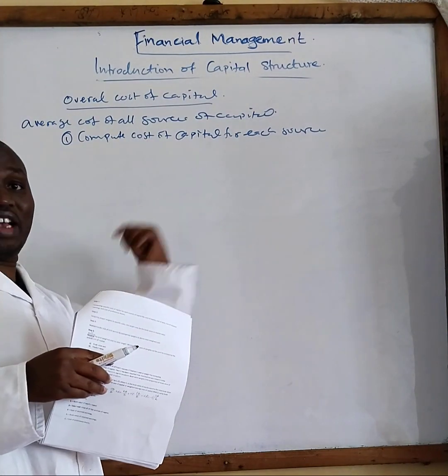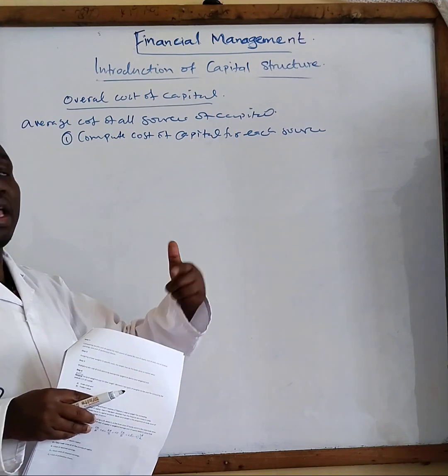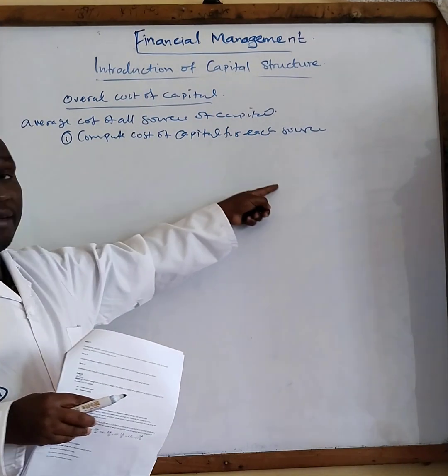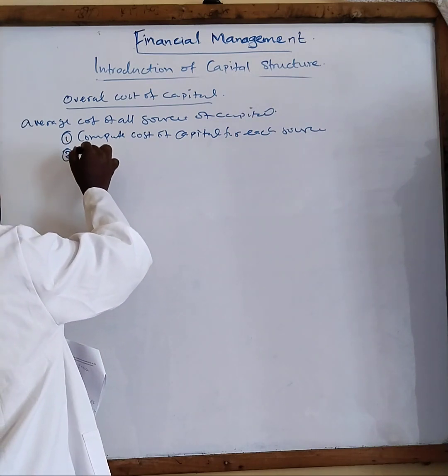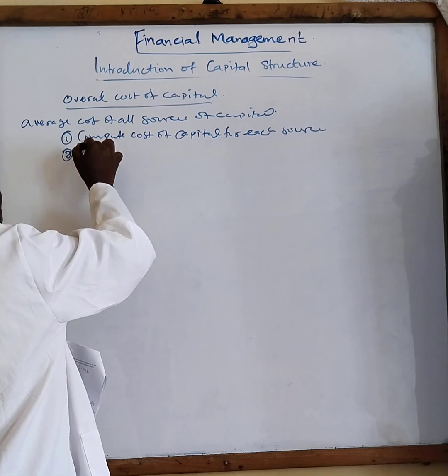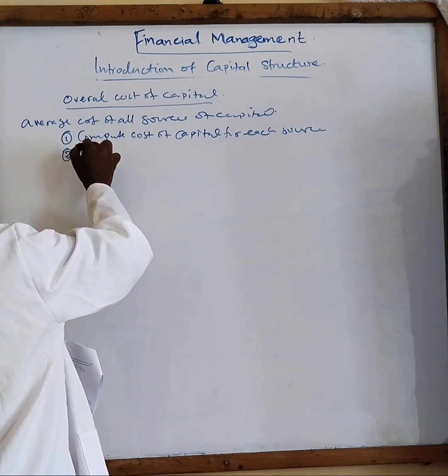The normal way, the one we have just completed, that is example 1 to 4. Number 2, once you have done that, calculate what they call proportions.